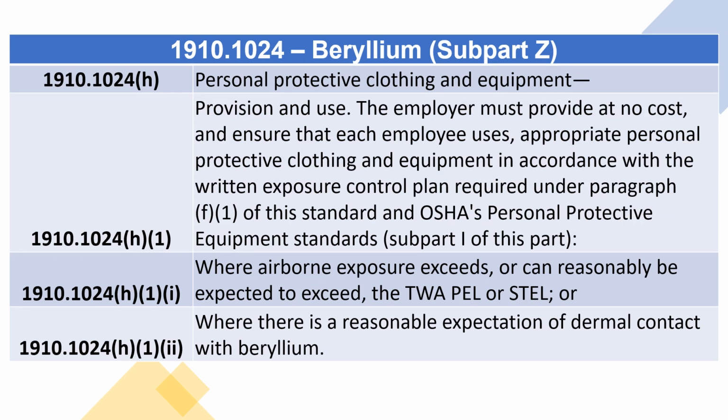1910.1024(h), personal protective clothing and equipment. 1910.1024(h)(1), provision and use. The employer must provide at no cost and ensure that each employee uses appropriate personal protective clothing and equipment in accordance with the written exposure control plan required under paragraph (f)(1) of this standard and OSHA's personal protective equipment standards, subpart I of this part.